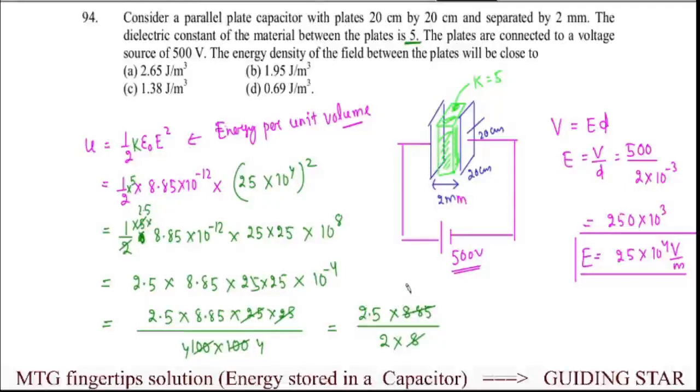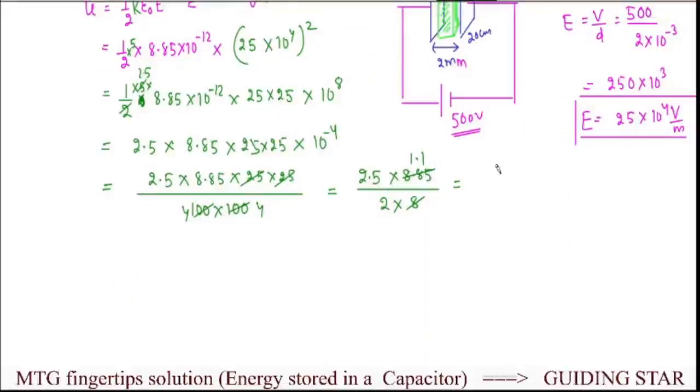Clear? So here we can cut it by 1.1. Here in this particular case, if we take 2.5 into 1.1 divided by 2, approximately how much can we get? Suppose if we remove the decimals, approximately we'll be getting 25 into 11 divided by 2 into 100.